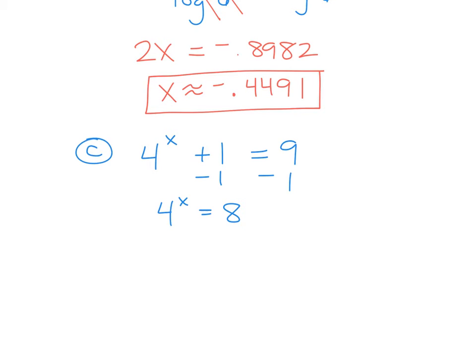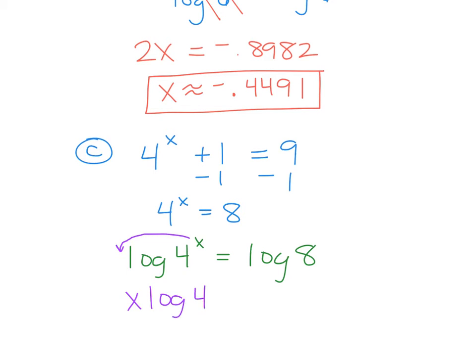What do you do next? Take the log of both sides. So log 4 to the x, and again, if you want to right there, you can just say x log 4. That's fine. But for those of you that don't see it as quickly, I will do it this way. So now we're going to move this out in front. x log 4 equals log 8.